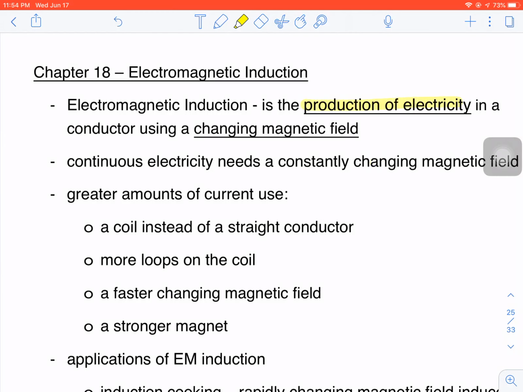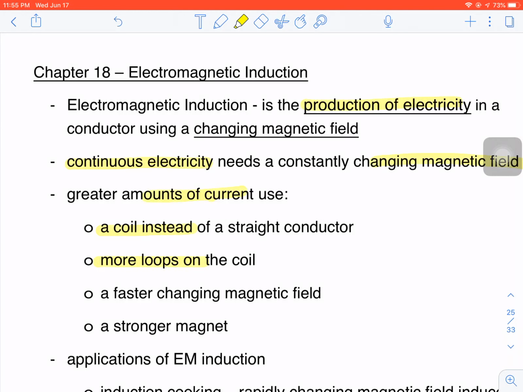Okay, so in order to make electricity, I need to have a changing magnetic field. I need the magnet to be moving. Now, that being the case, as long as the magnet continues to move, I will continue to make electricity. Now, in order to get the maximum amount of electricity, I'm not just going to use a straight conductor. I'm going to use a coil, and that will give me more of the conductor to be affected by the magnetic field.